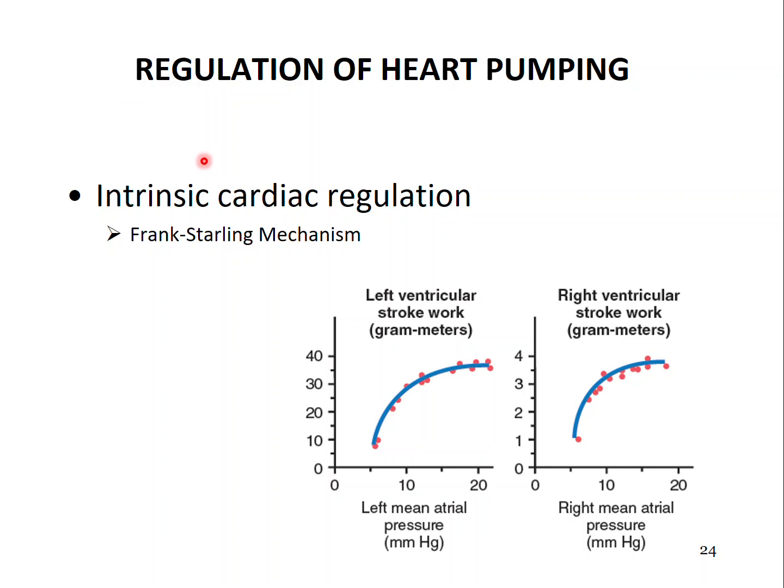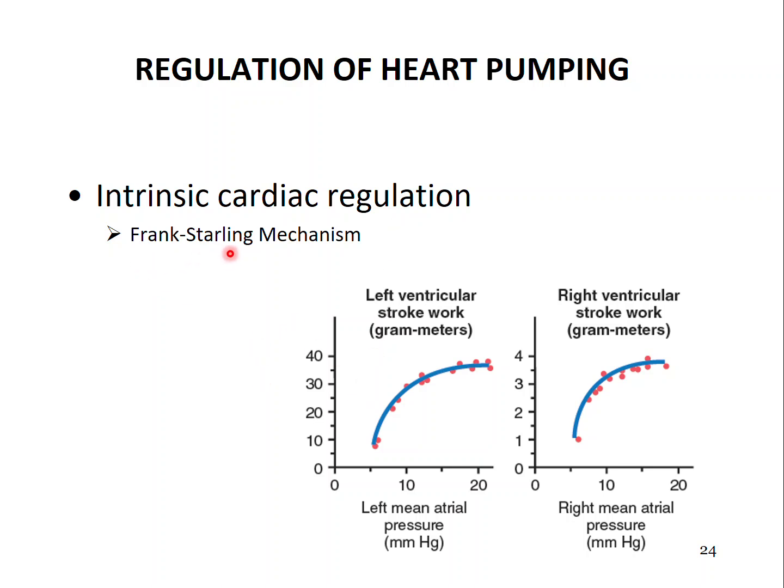As we mentioned, for supplying blood to the different tissues, and during changes in the need of the tissues for blood flow, we need to change the heart function. So there are two mechanisms that regulate heart pumping or heart function. One of them is intrinsic cardiac regulation, and the other one is extrinsic. The intrinsic cardiac function, which relies just on the heart itself, is explained by the Frank Starling mechanism.